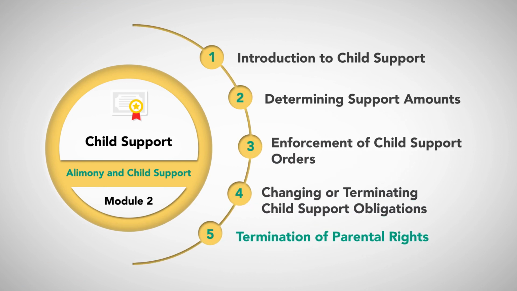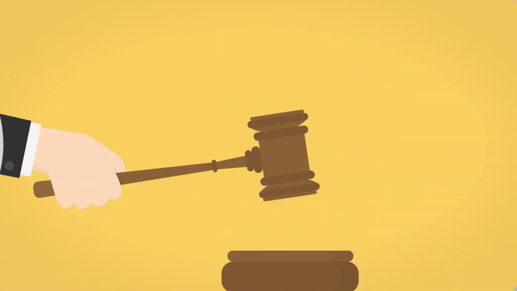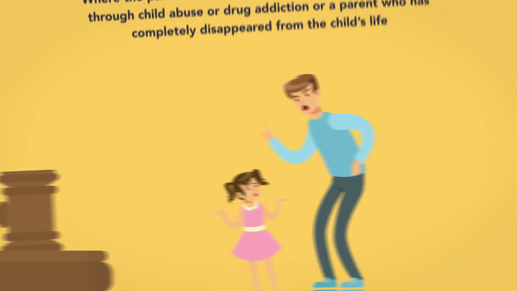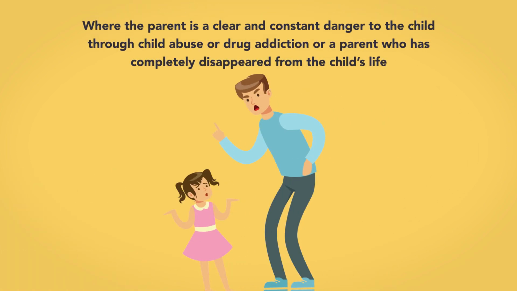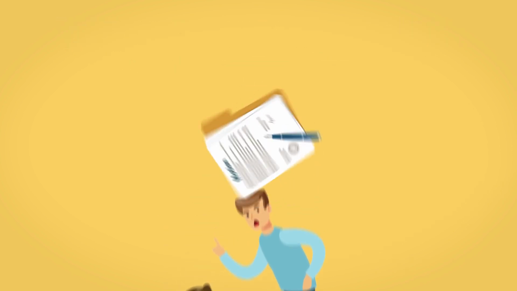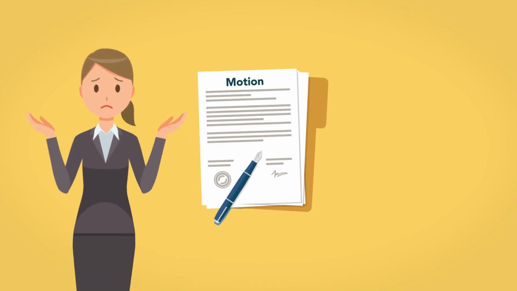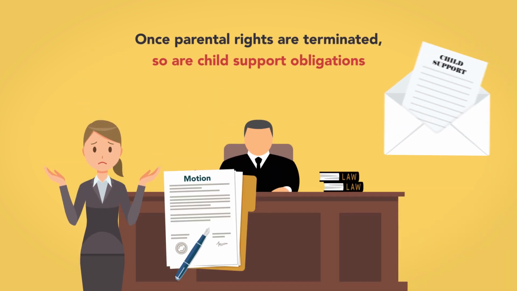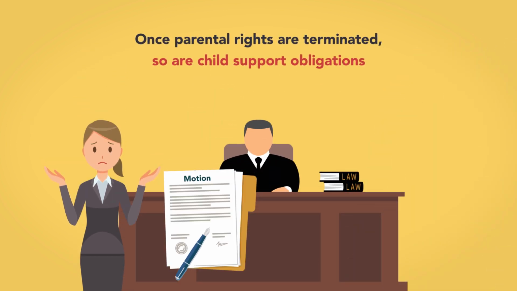Termination of parental rights. A judge can terminate a parent's rights to a child in some extreme circumstances. These include where the parent is a clear and constant danger to the child through child abuse or drug addiction, or a parent who has completely disappeared from the child's life. A motion to terminate parental rights can come from the other parent or from a social service or child support agency. Once parental rights are terminated, so are child support obligations.